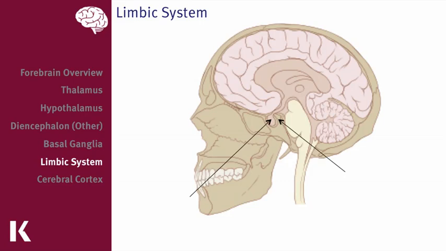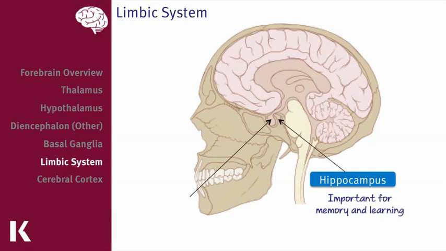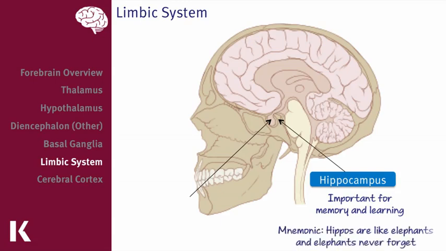This is a group of interconnected structures that surround the central portion of the brain and are primarily associated with emotions and memory. Starting with the hippocampus, which has been shown to be pretty important for memory, and scientists discovered the role of this part of the brain when it was removed from a seizure patient. And unfortunately for that patient, he then became an amnesia patient because he was no longer able to create new memories. But the good news is we now know that the hippocampus is quite important for us to create memories, and a nice mnemonic for test day is that hippos are like elephants and elephants never forget.